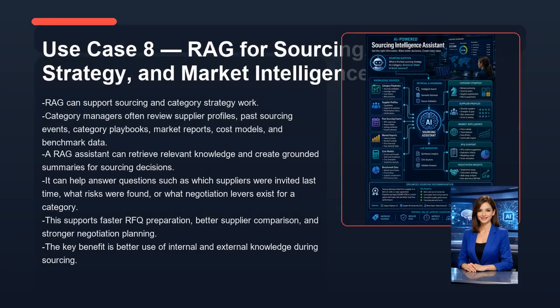Now let's look at use case 8, RAG for sourcing, category strategy, and market intelligence. RAG can support sourcing and category strategy work. Category managers often review supplier profiles, past sourcing events, category playbooks, market reports, cost models, and benchmark data. A RAG assistant can retrieve relevant knowledge and create grounded summaries for sourcing decisions.